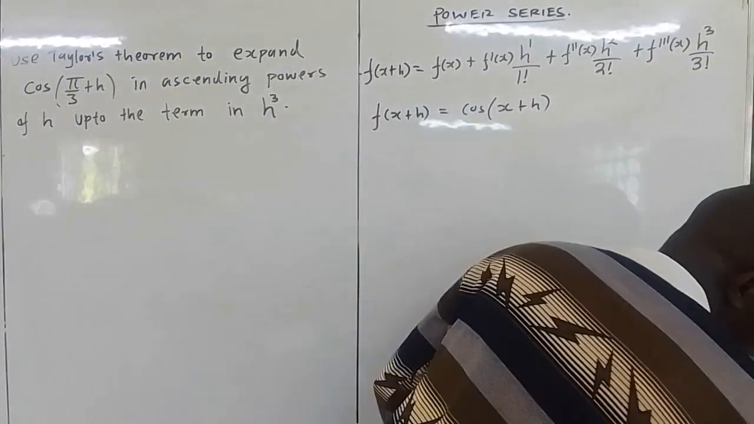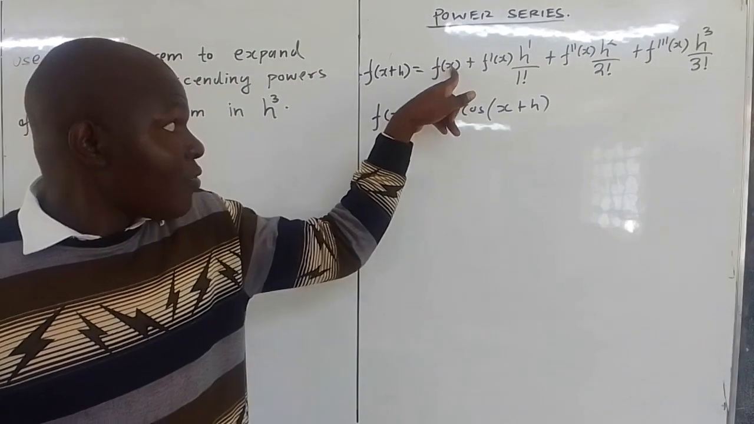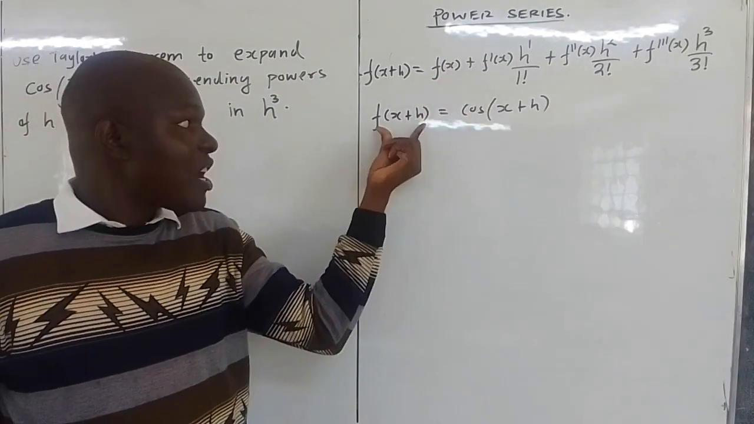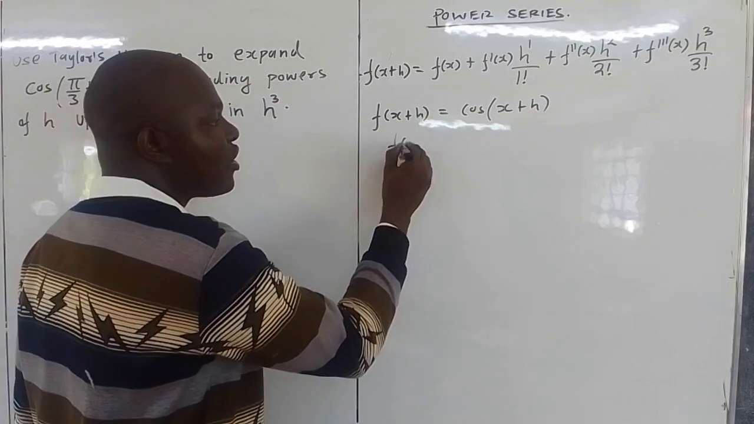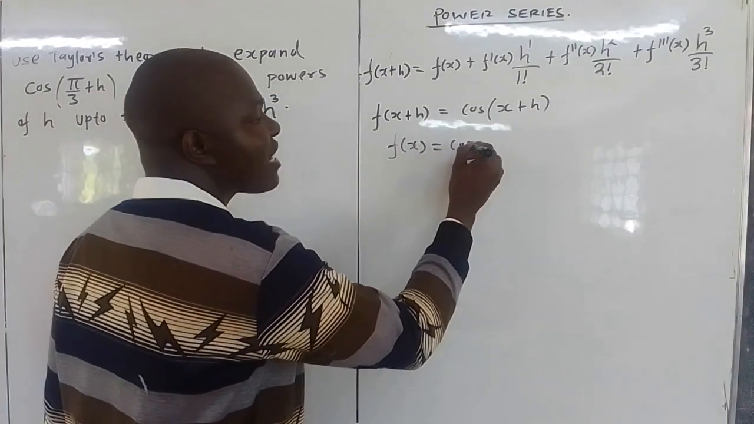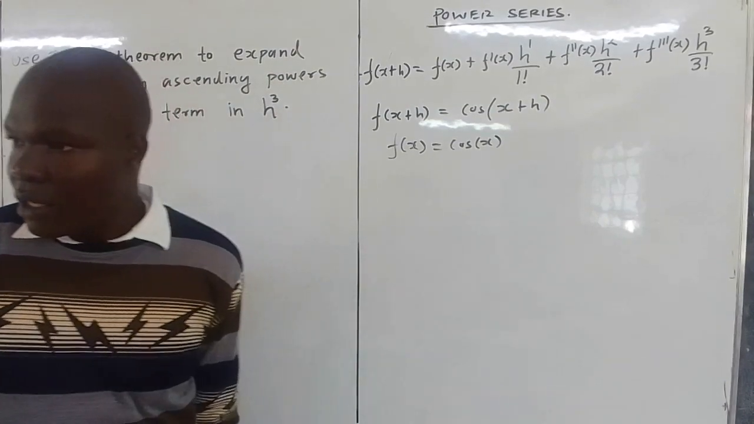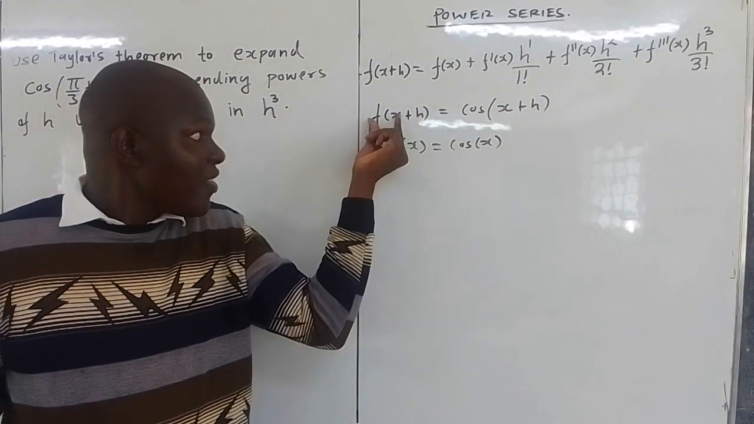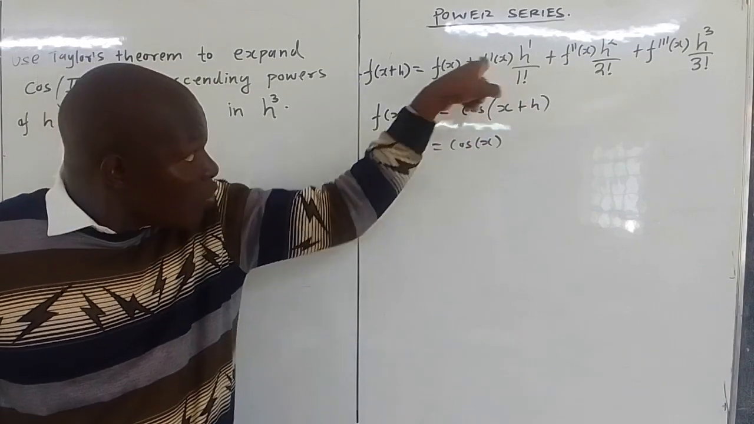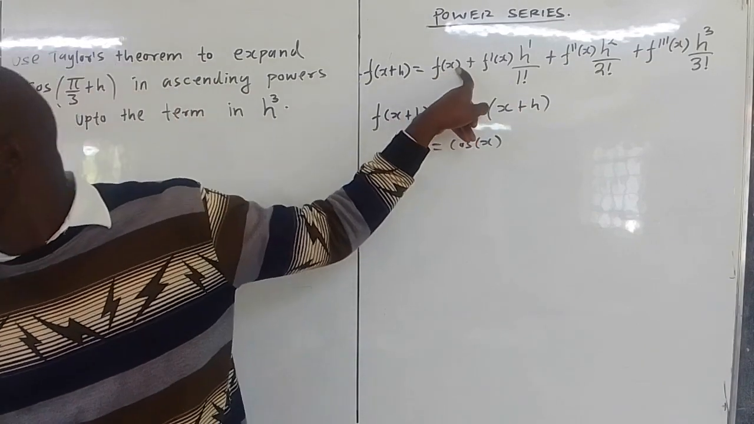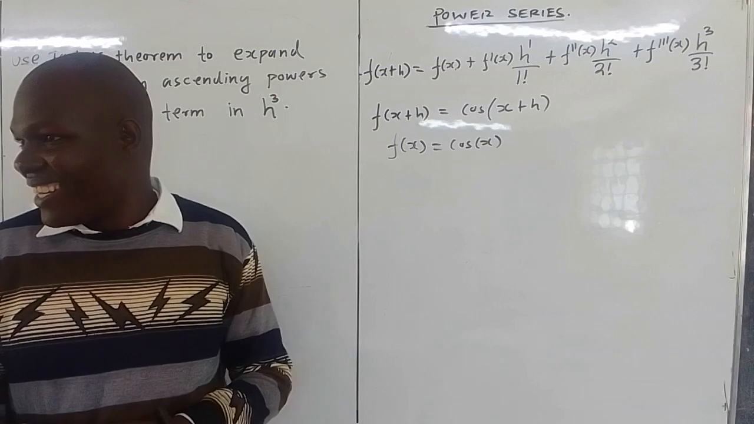So, from there, remember we are looking for a function of x. Here we have a function of x plus h, meaning if that h is 0, you remain with f of x equals cos. If h is 0, you remain with f of x, then yes, you remain with cos x. Because we are looking for f of x, we are seeing how we get f of x from f of x plus h, isn't it?